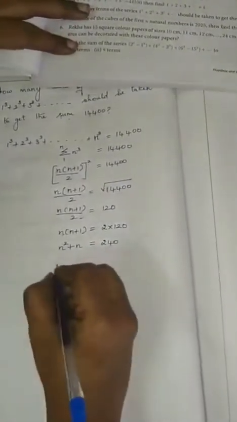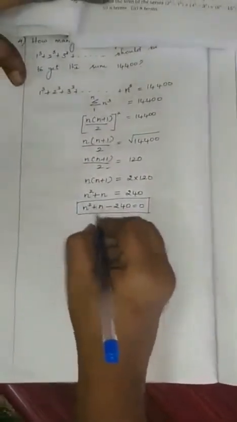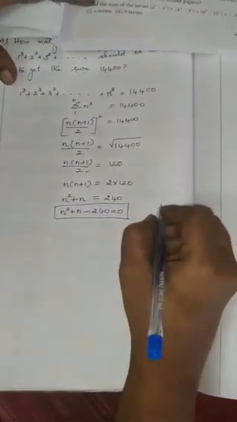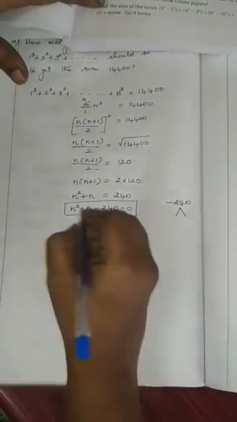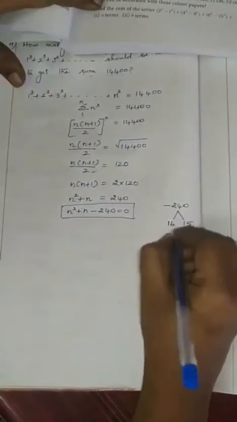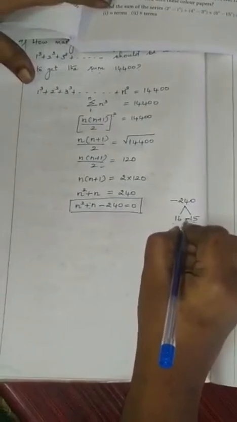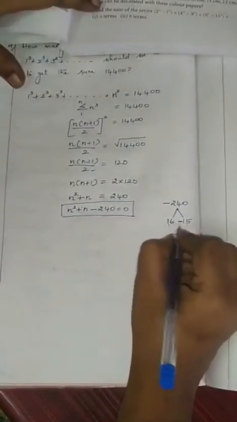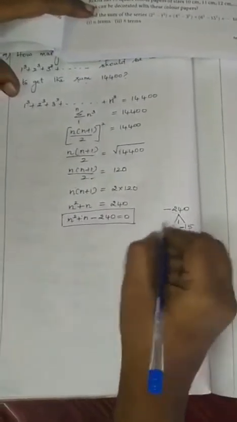Now take this 240 to the other side. n square plus n minus 240 is equal to 0. Now what have you arrived at? You have arrived at a quadratic equation. So in order to find the n value, you have to factorize this. For minus 240, when you factorize, you should get plus 1 as the answer. So 16 into 15, 16 15s are 240. Put the minus sign for the lesser number. So 16 into minus 15 is minus 240. When you add, you will get 1. 16 minus 15 is plus 1.